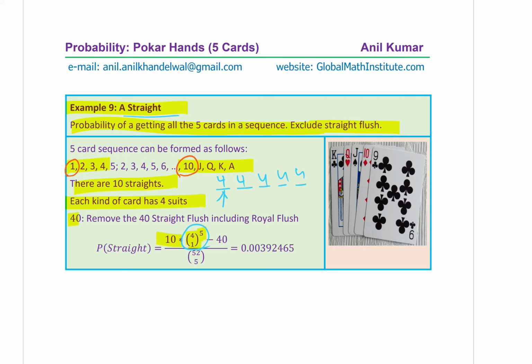All possible straights, correct? Now from that, we are excluding the ones which are of the same suit, I should say, flush, right? So the 40 of those which we figured out, right? So taking that away gives us the straights which do not include the straight flush, correct? So that gives you the probability of 0.00392465.